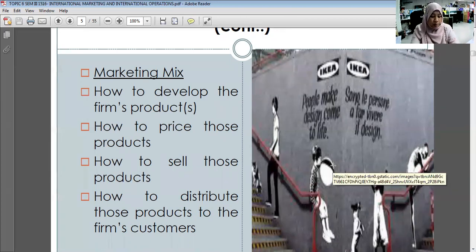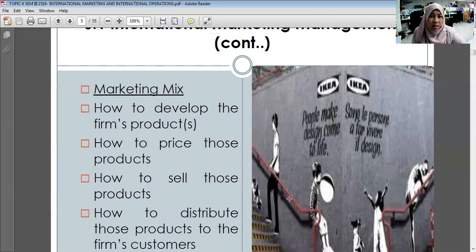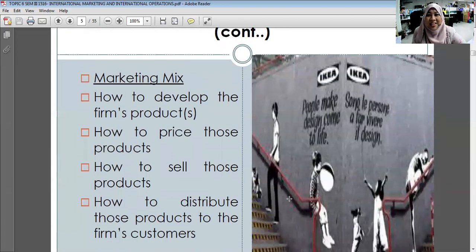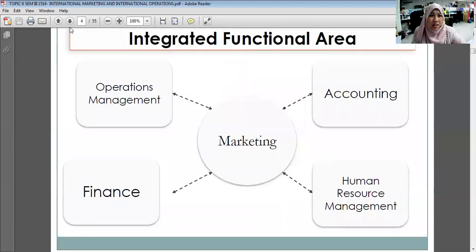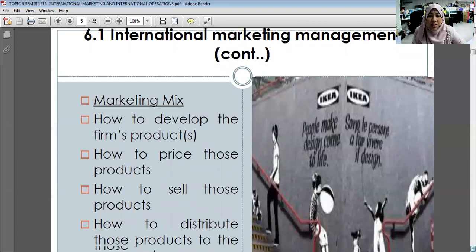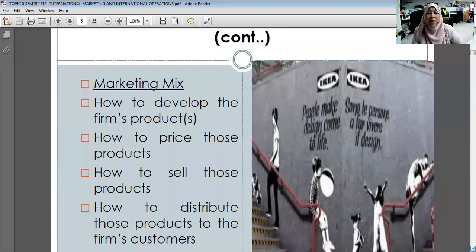We do know how the process of international marketing management works. Okay, so this is the marketing mix. Number one, how to develop the firm's products, how to price those products, how to sell those products, and how to distribute those products to the firm's customers. So marketing mix is basically about the four P's.